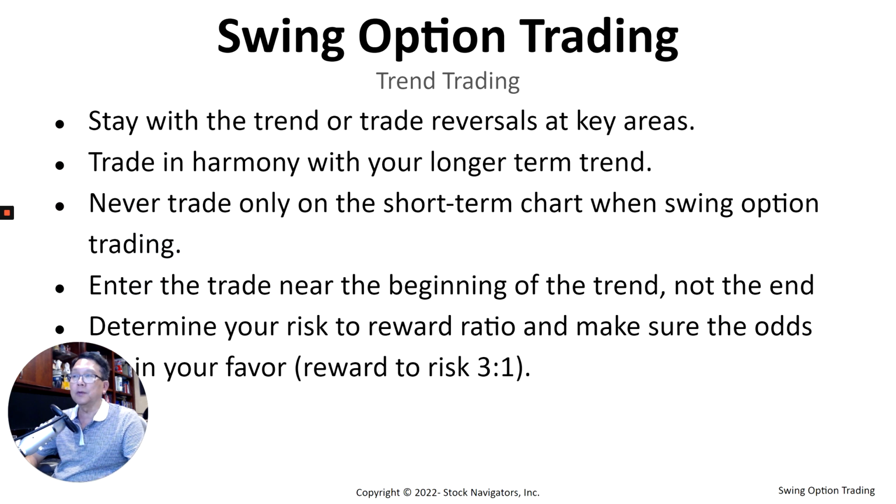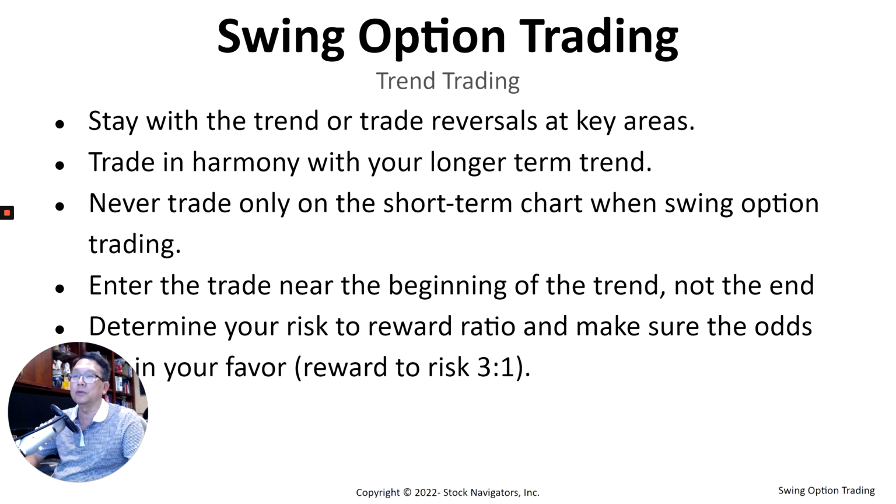The key concept here is that you have to know the trend. You have to stay with the trend. If the trend is an uptrend, you can continue to trade the trend, or you trade the reversal. It means that when price goes back and then reverses at the key area, that's where you're supposed to enter. If the trend is an uptrend, you stay with the uptrend. If it's a downtrend, you stay with the downtrend, and never trade only on the short-term chart when you're swing option trading. Even though you stay in there for a couple of days or a couple of weeks, you never trade by using a short-term chart.